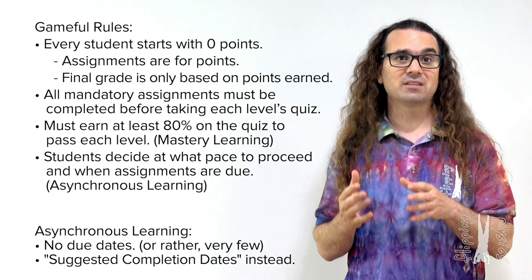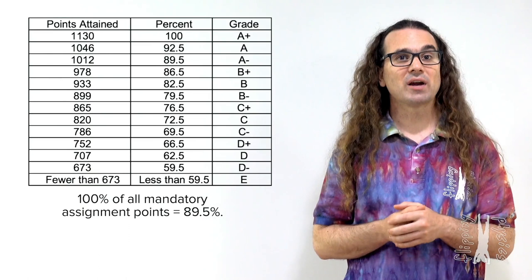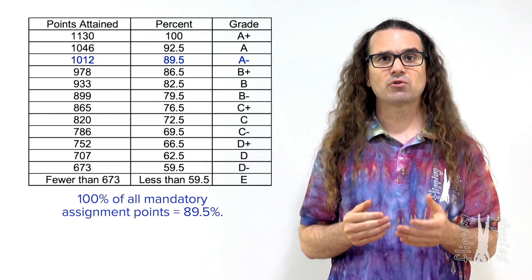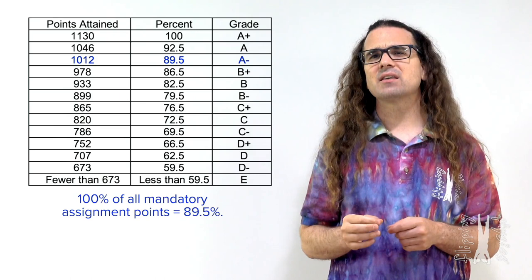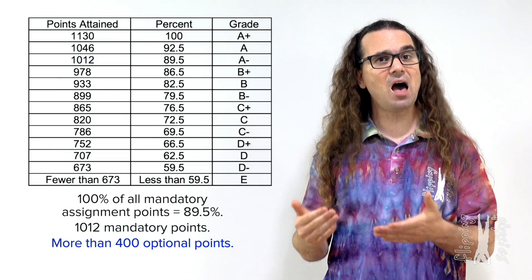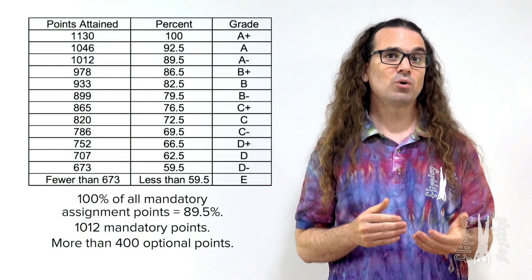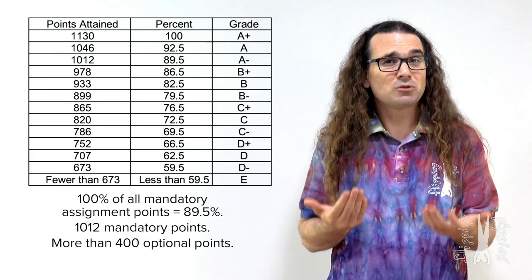Okay, here is an example grading scale from one of my classes. You can see that the total number of points from mandatory assignments only gets you to 89.5% of the points. In order to get an A in my class, you need to do more than just the mandatory assignments. And realize there are 1,012 mandatory points, however, there are also more than 400 optional points. In other words, every semester, I have students who end up with more than 100% in the class. That's okay. They do much more than the mandatory minimum, and they get a grade that reflects that.